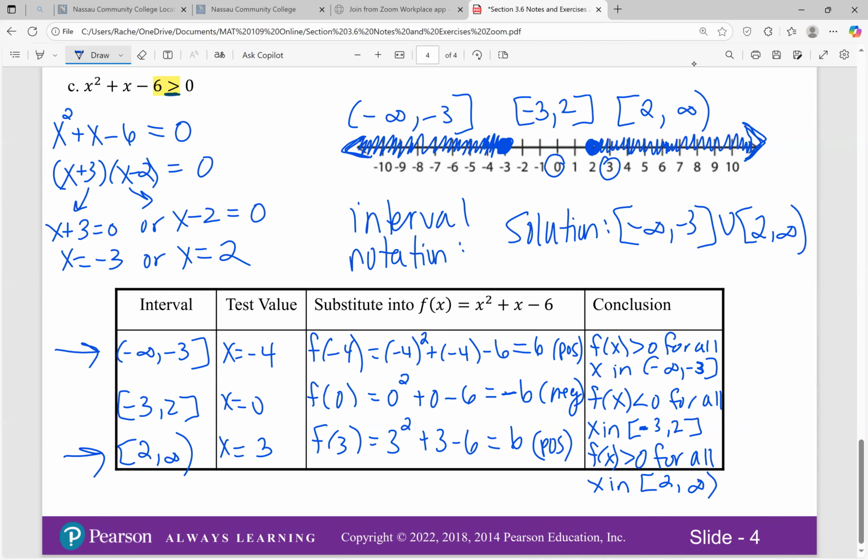And that wraps up section 3.6. So 3.6 is just that one objective: being able to solve polynomial inequalities. And the key is set the polynomial equal to 0 in order to figure out what your test boundaries are. And then once you have your boundary points, you can divide the number line into intervals. And then for each interval, pick a test value, substitute it into the polynomial, and see if your result is positive or negative. And then you can decide which intervals contain the solutions to that particular inequality.